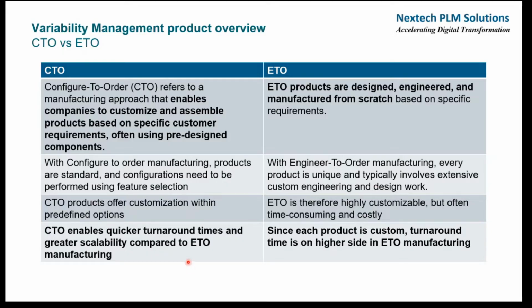So when it comes to CTO, the turnaround time is a bit quicker, and it's even scalable, considering mass production, or where the product is being manufactured at the mass level. So there CTO typically can be used. And ETO, since the requirement is very specific, is not something that can be classified as mass manufacturing. It is very specific, and thus the turnaround time is a bit higher compared to CTO.